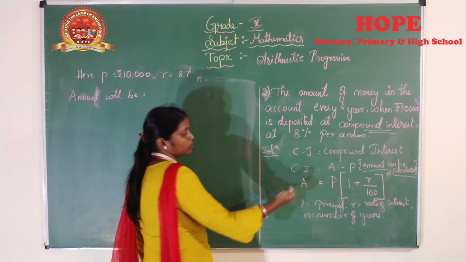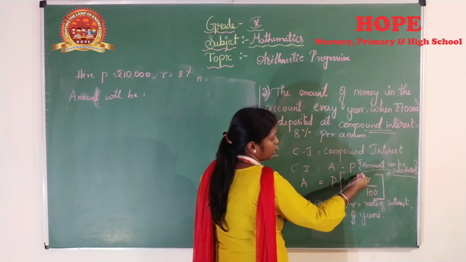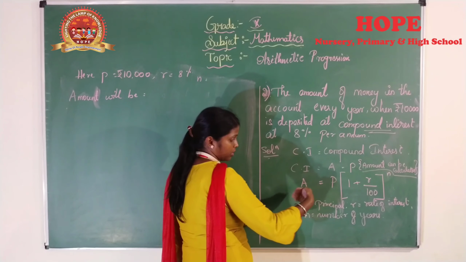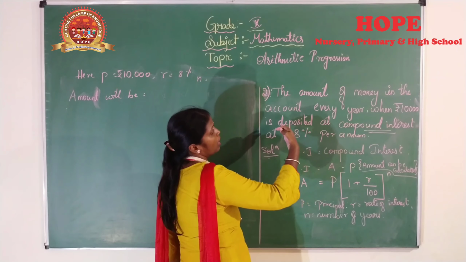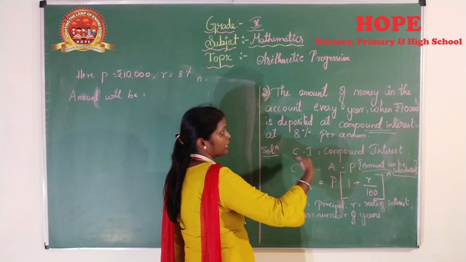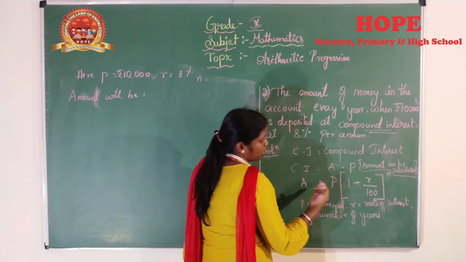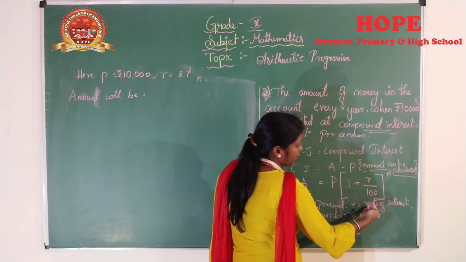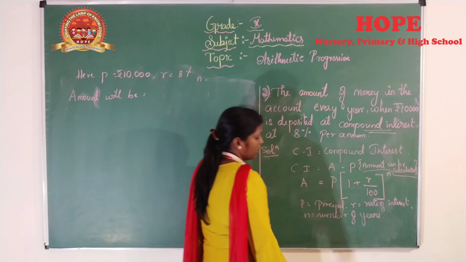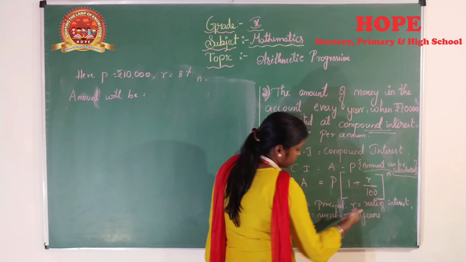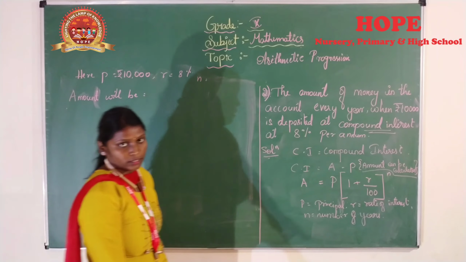As we know, CI is equal to A minus P. This amount can be calculated using A, the amount in the account every year. We have to calculate how much we will get, so the amount can be calculated as P into (1 plus R by 100) whole to the power n, where P is the principal amount, R is the rate of interest, and N is the number of years.